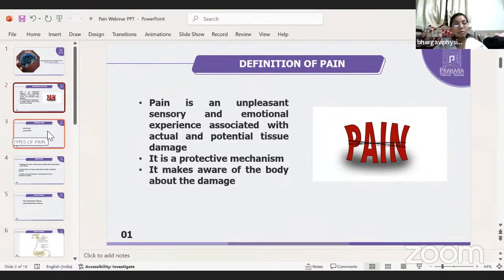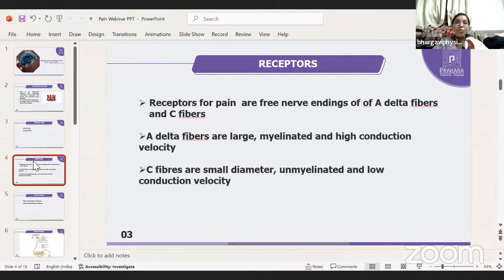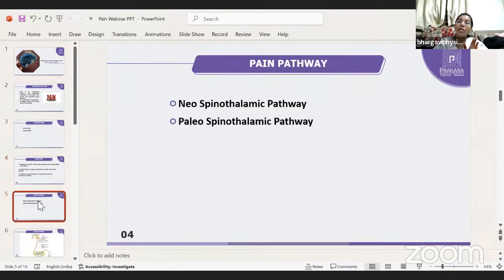When it comes to pain, we have two types of pain, that is the fast pain as well as the slow pain. Fast pain will be carried by the neospinothalamic pathway, and slow pain will be carried by the paleospinothalamic pathway. Okay, so you might have studied the lateral spinothalamic tract, no? Both together you are going to study under the lateral spinothalamic tract.